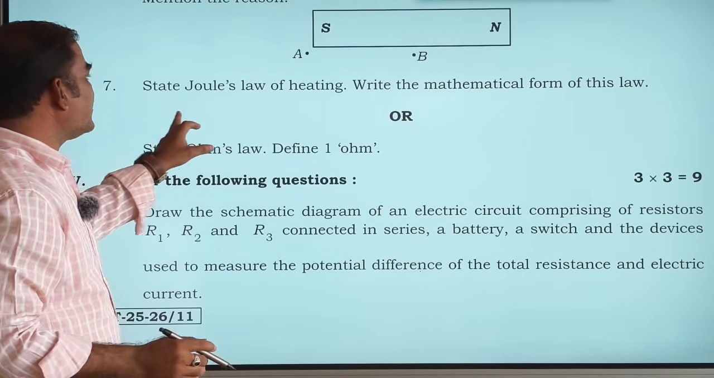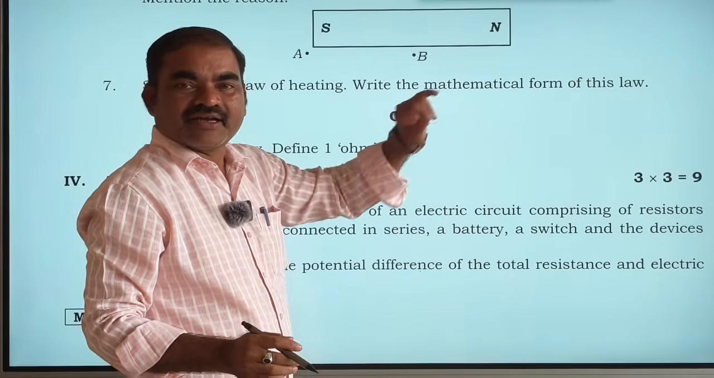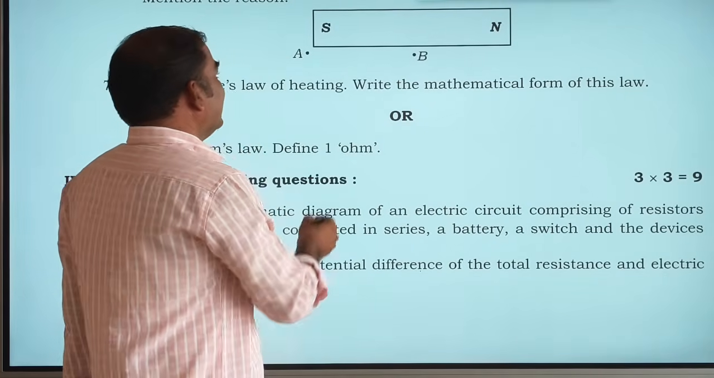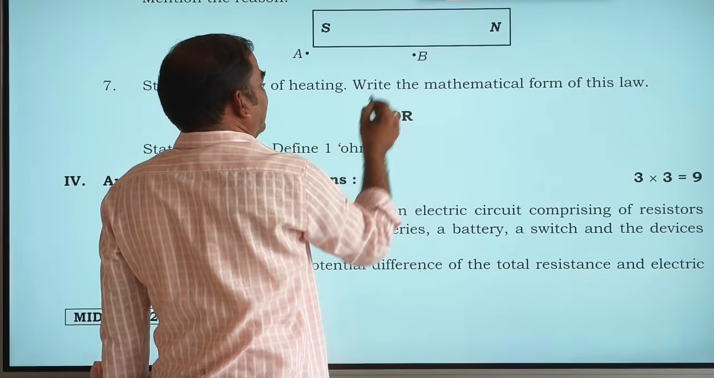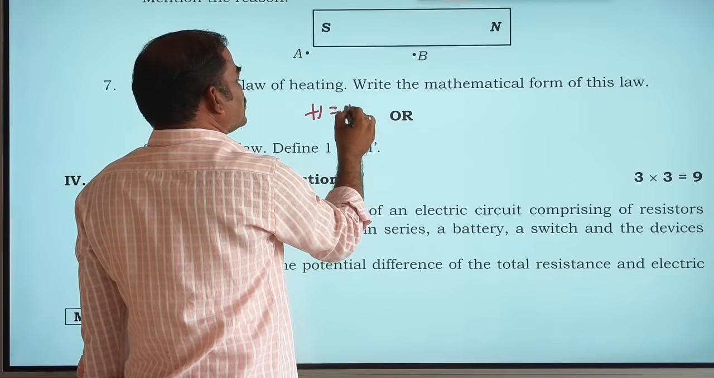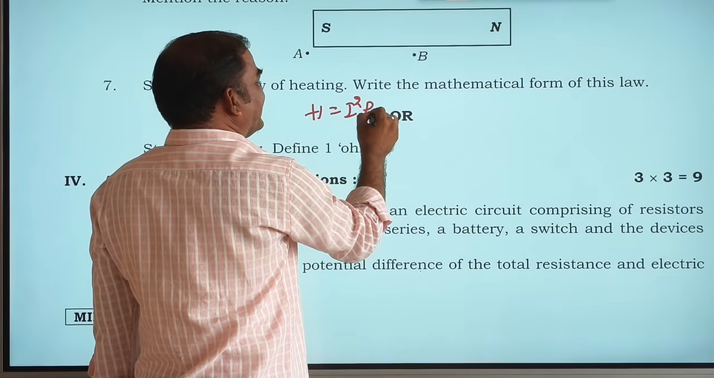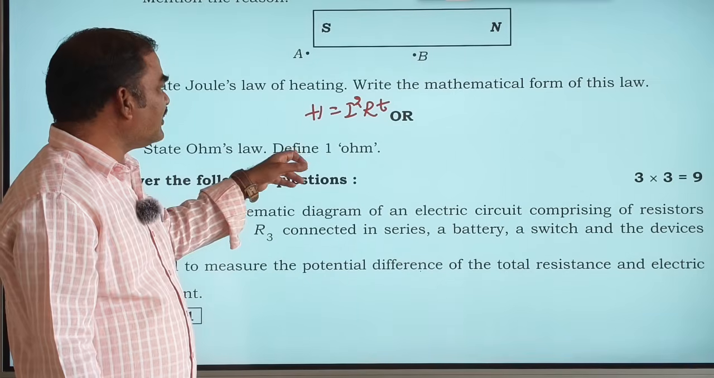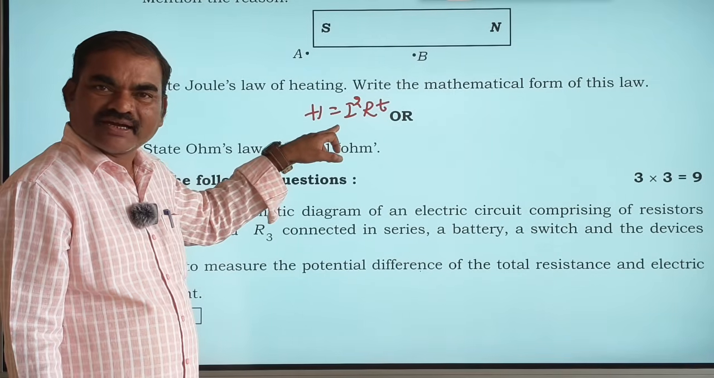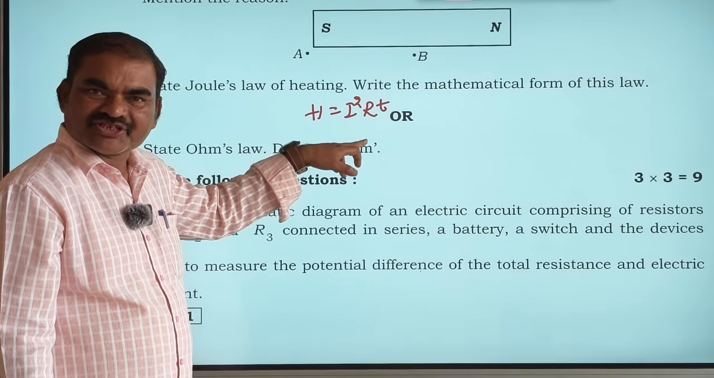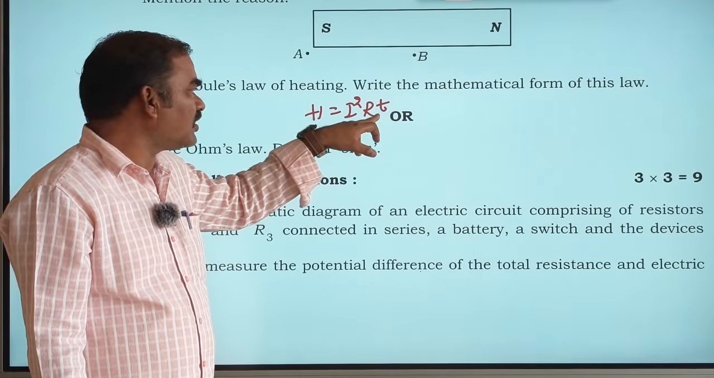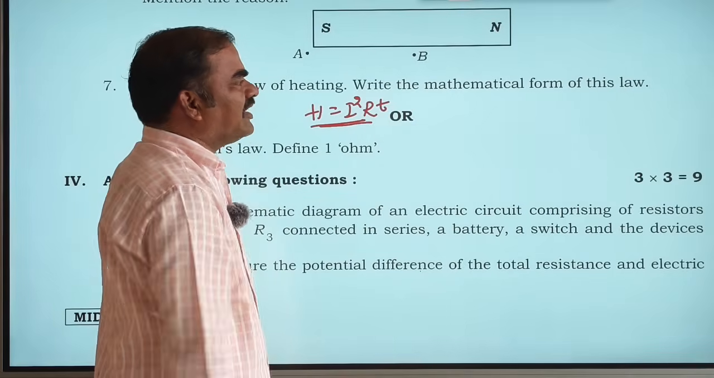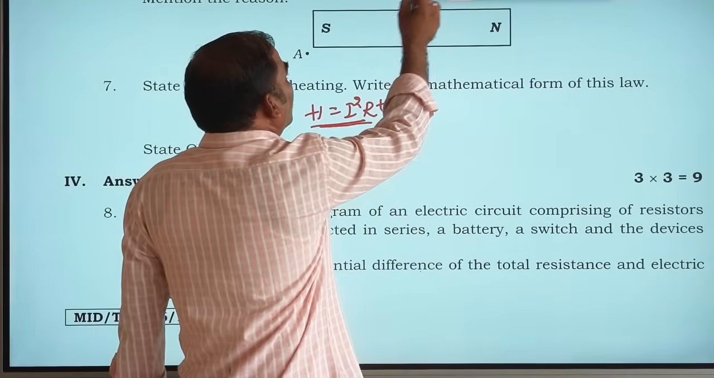Next question. State Joule's law of heating. Write the mathematical relation. You have to remember the relation, then easily you can define it. That is H equals I square R t. So heat produced will be directly proportional to the square of the current, directly proportional to resistance, and directly proportional to time. This one we call the mathematical law.